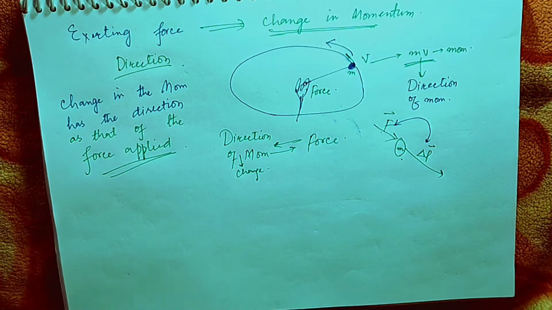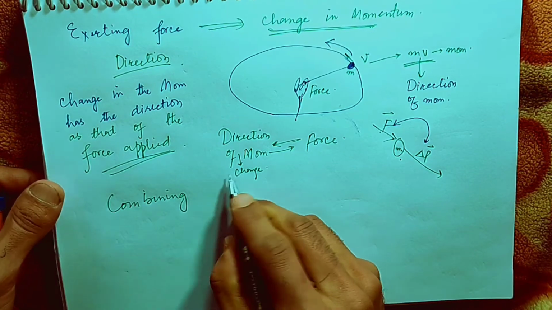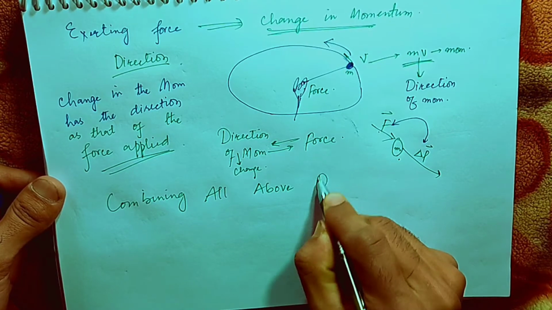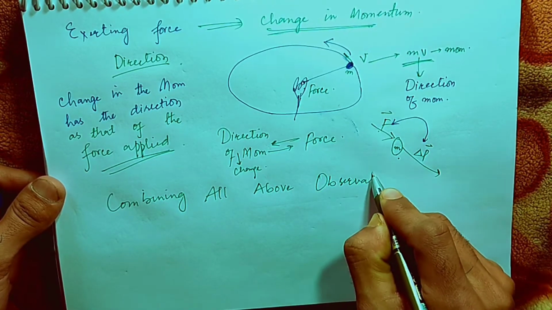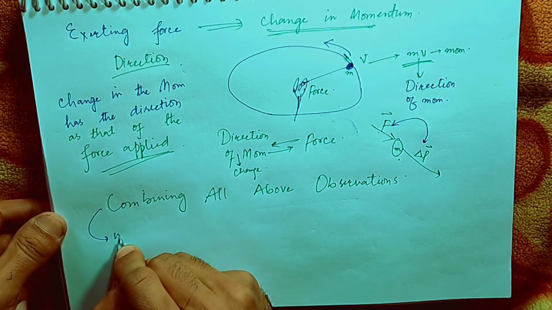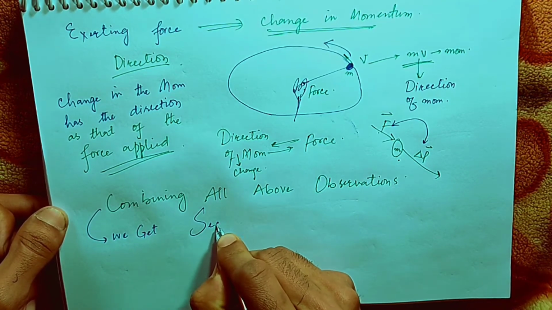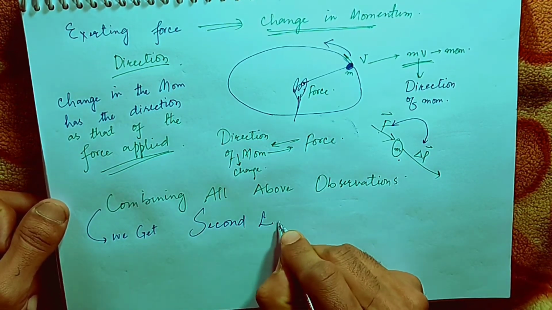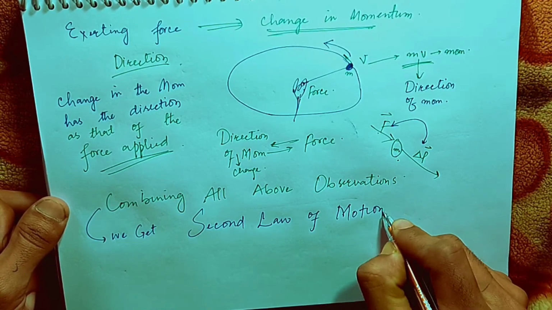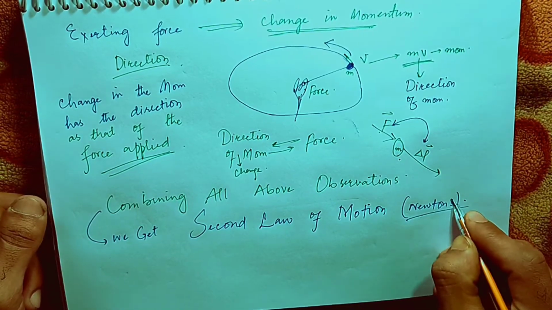Combining all the above observations, we get what? The second law of motion, given by whom? Newton. Okay, that's also called Newton's second law of motion.